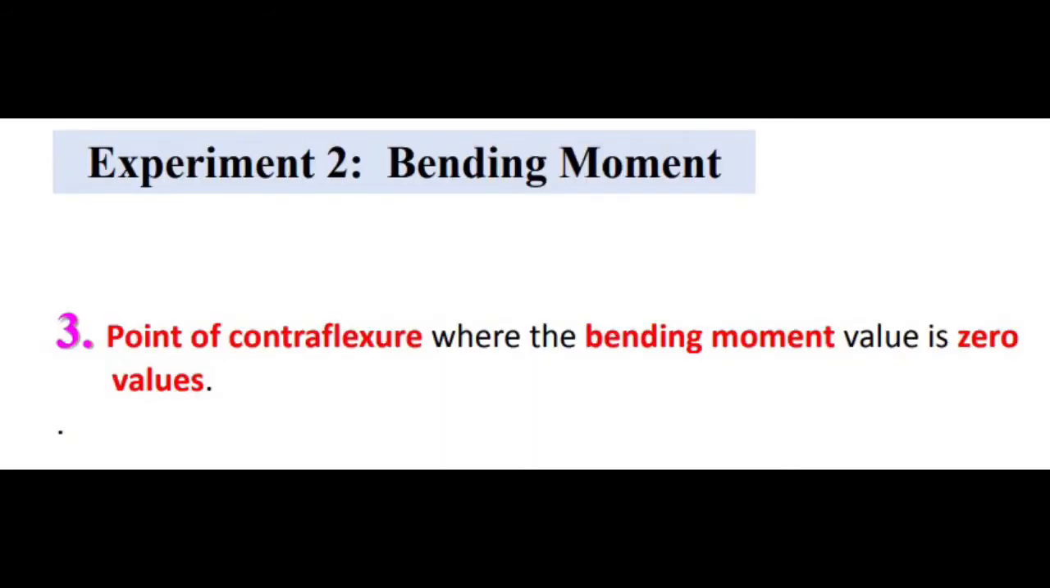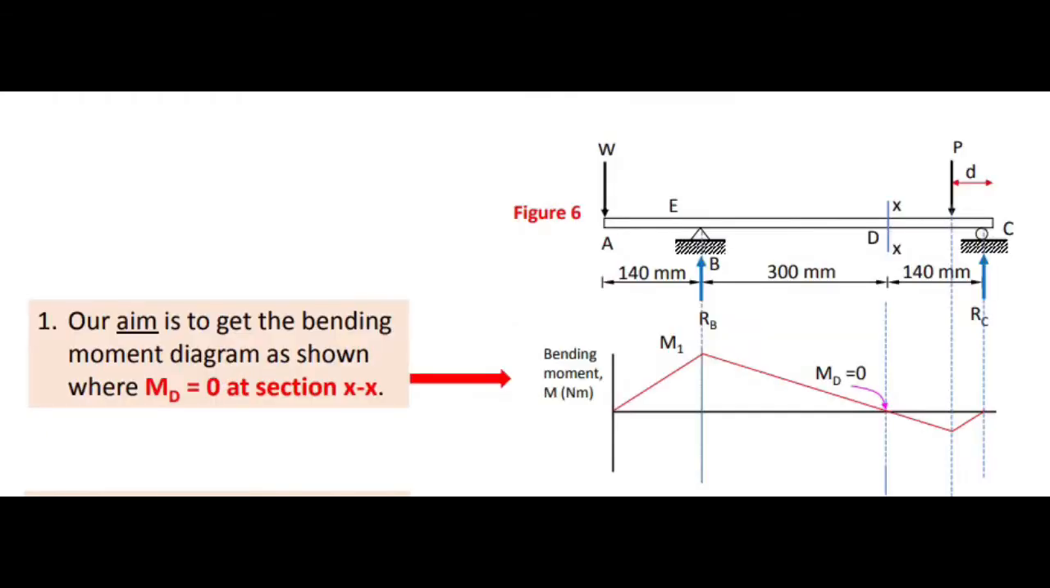Assalamualaikum warahmatullahi wabarakatuh. My name is Muhammad Fatwa Rifai, and now I'm going to explain about the point of contraflexure. Point of contraflexure is when the bending moment value is 0. The aim is to get the bending moment equal to 0 at section x to x. After that, plot the shear force diagram based on both the free body diagram and the bending moment diagram.